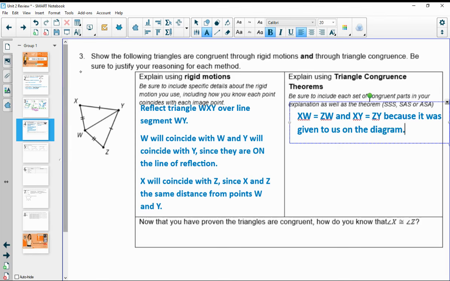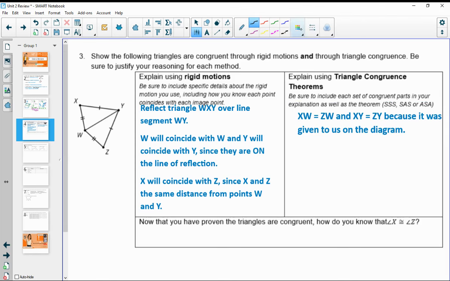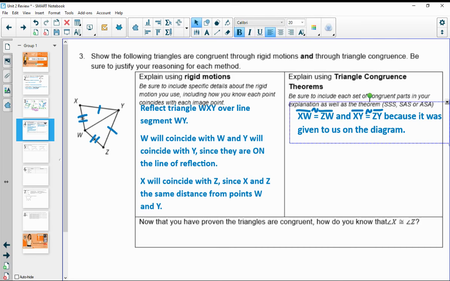So we see over here on the diagram that they told us these segments were equal and these segments are equal, so we're going to get that in our proof. And then I just want to get some of these markings in here. So we've got this segment congruent to this one. So that gives us two sets of sides that are equal.